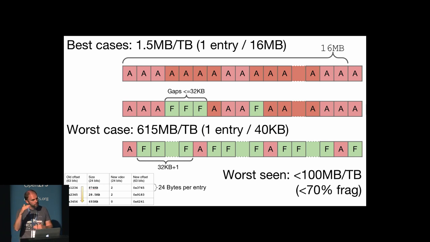With fragmentation that's between those, so less than 70% fragmentation but more than, I think, 20%, we found that this is pretty tolerable. It has been much worse. We originally didn't implement this gap skipping mechanism, and then it was a lot worse. Adding the gap skipping gave us about 10x improvement in the worst case that we see in practice.